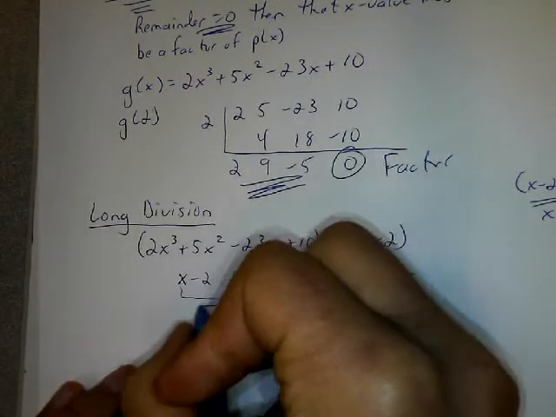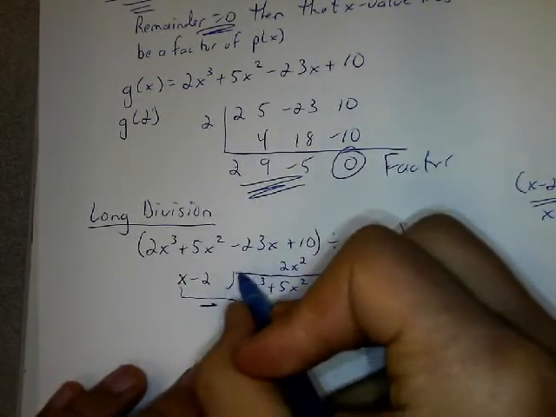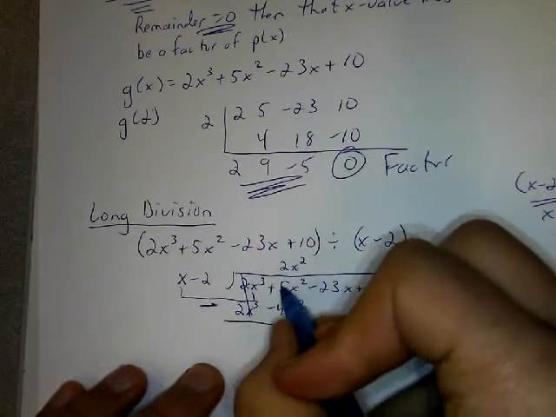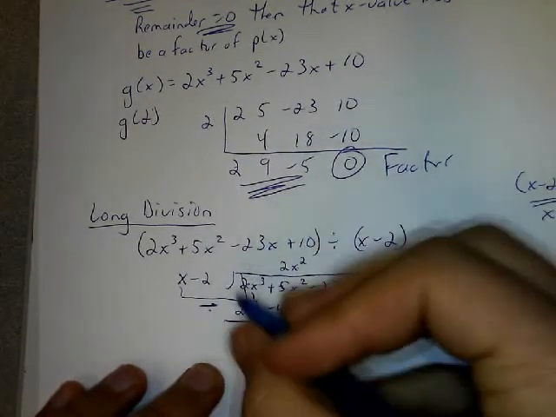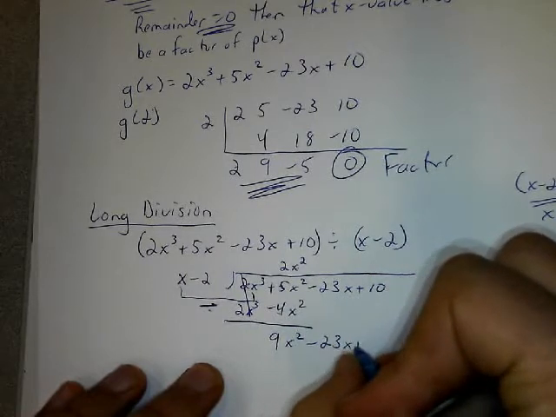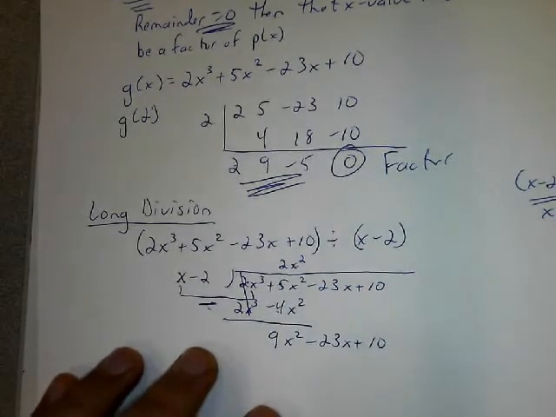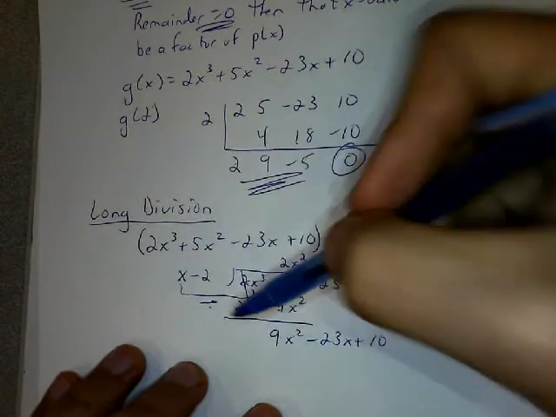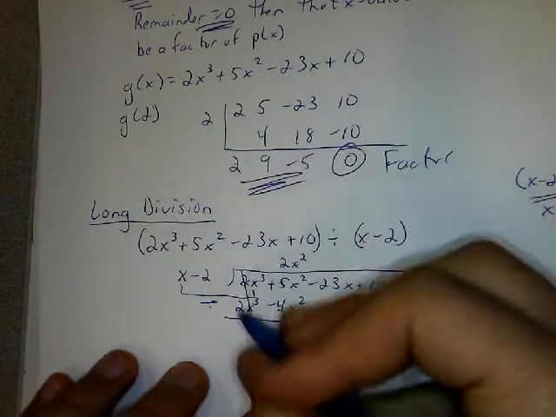And now we just subtract. This minus this cancels. This 5 minus negative 4 is 9x squared. And bring down the rest. And we do the same thing over again. X times what gives us 9x squared?